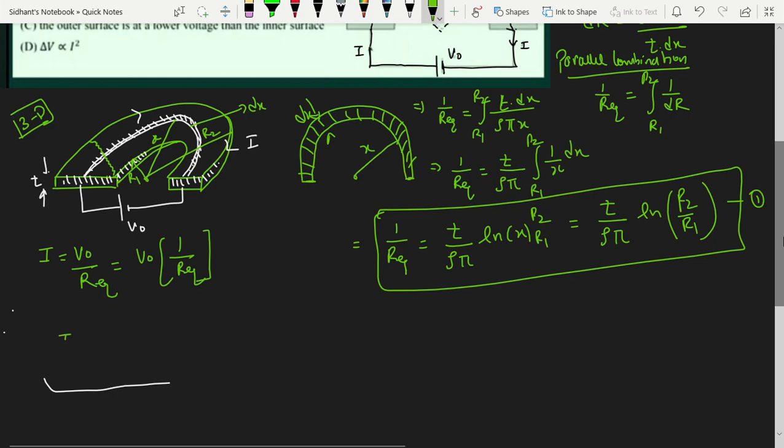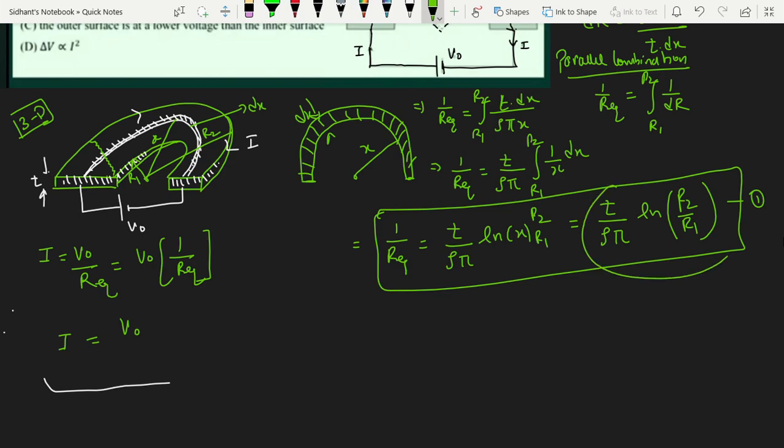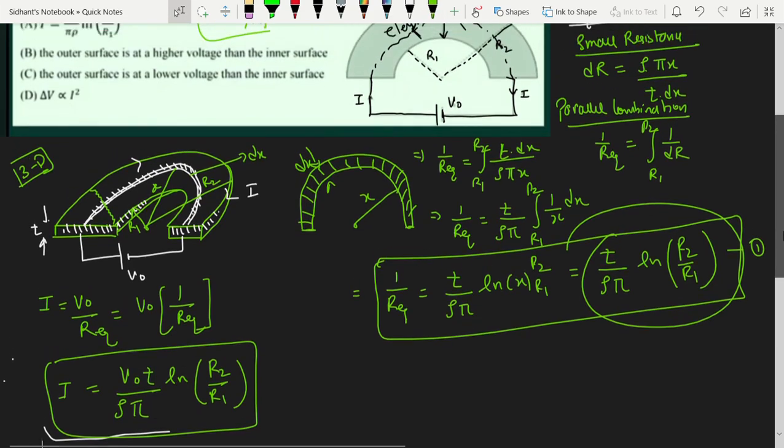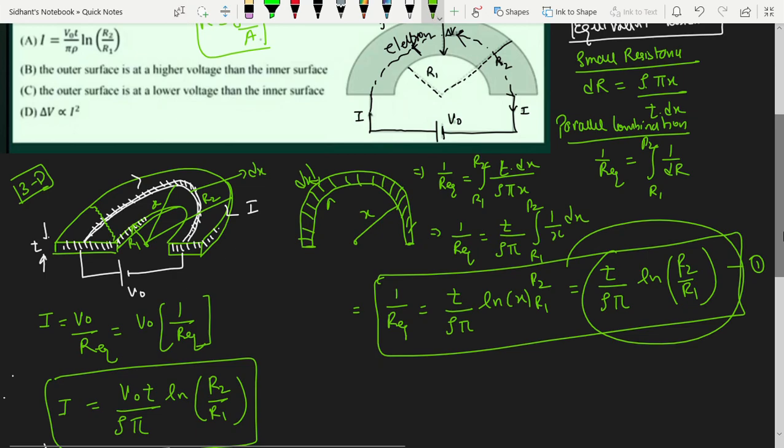We just have to substitute these values. V naught is the external voltage, and the value of 1 upon R equivalent I have calculated. This is that value, that is V naught t upon rho pi times natural log of R2 divided by R1, and this is the current which I am getting here, and I think it is matching with option number 1. So basically option number 1 is also correct.